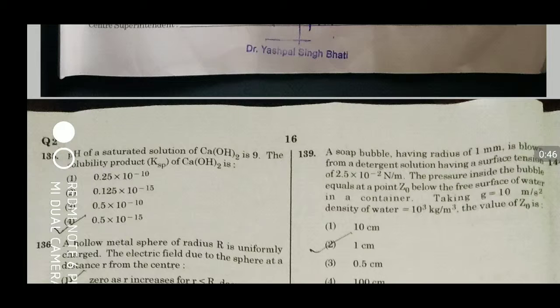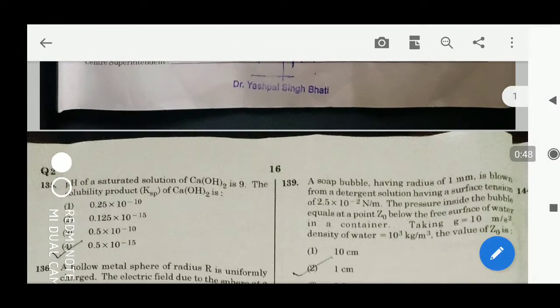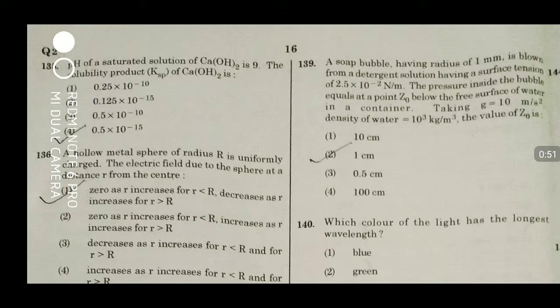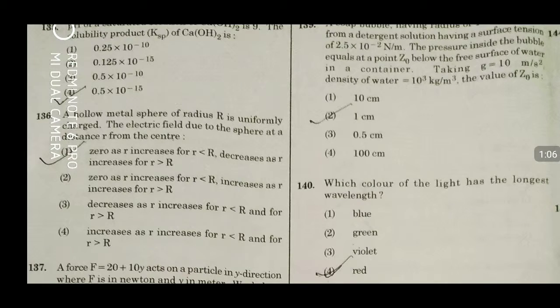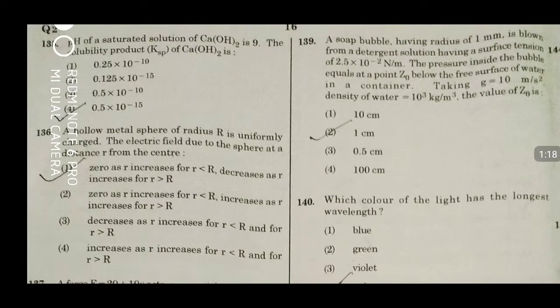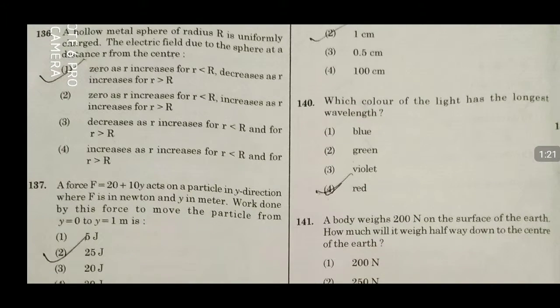So just to begin the topic. First question was 136. A narrow metal sphere of radius R is uniformly charged. The electric field due to the sphere at a distance r from the center is... Regarding this question, the first option will be the right answer: zero, as r is increased for r smaller than capital R, decreases as r increases for r greater than capital R. The metal sphere. Regarding this question, the first option will be the right answer.